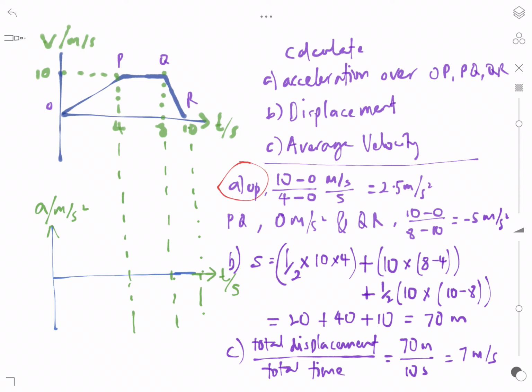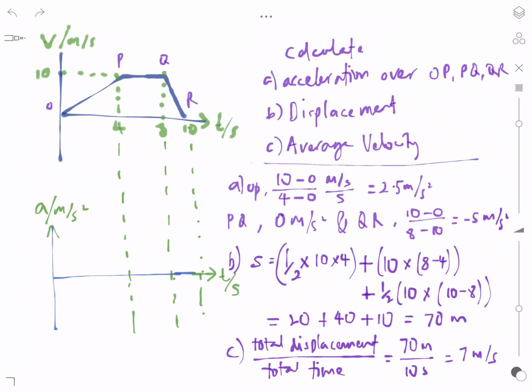What is the acceleration over OP? As we have discussed earlier, acceleration for a v-t graph is the gradient of the graph. So for OP, you need to find the gradient here. So 10 minus 0 over 4 minus 0 comes from here. Look at the unit, meter per second, divided by second, then you have 2.5 meter per second squared. You can pause any part of the video so that you can look at it carefully.